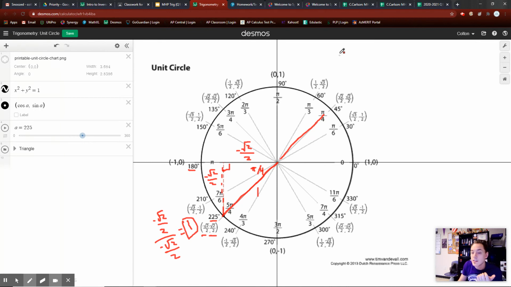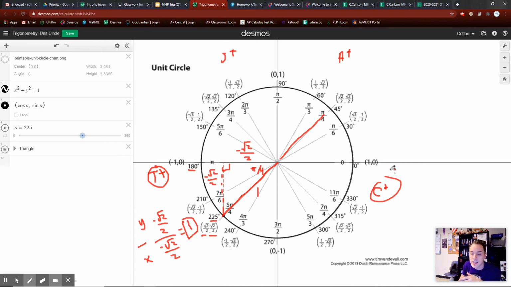Now watch this. All Students Take Calculus. Is your tangent right here that we just did, tangent, y over x, this is y, this is x, y over x, is that negative or positive? It's positive. Because of All Students Take Calculus, it all connects together. It's brilliant. It's beautiful. It's amazing.